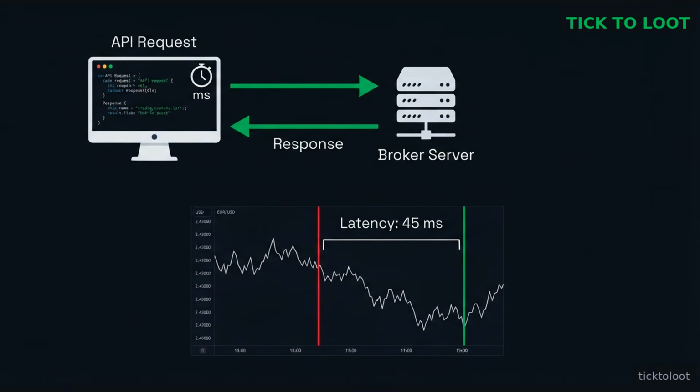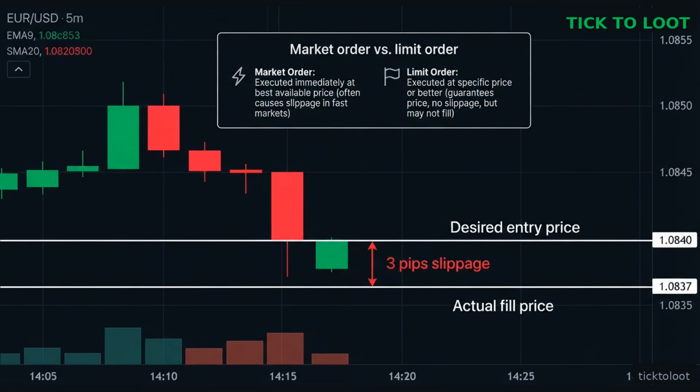Remember, a reliable API with low latency is the foundation for any automated strategy, because without it, your robot's decisions are always a step behind the market. Step 2 dives into how the broker actually fills the orders your bot sends, called the execution type, and what happens when the market moves between the moment you request a trade and the moment it gets filled, known as slippage. The most common execution types are market orders and limit orders.